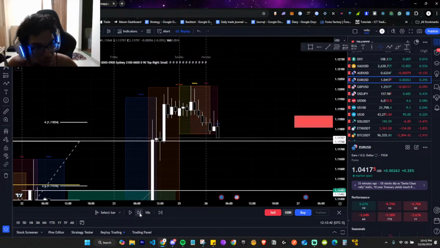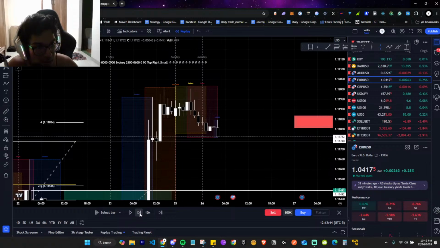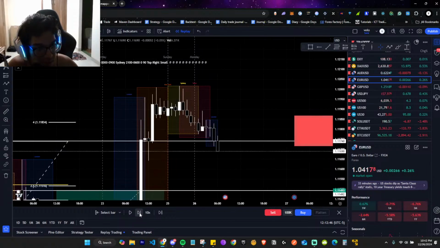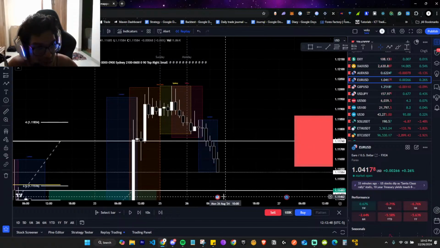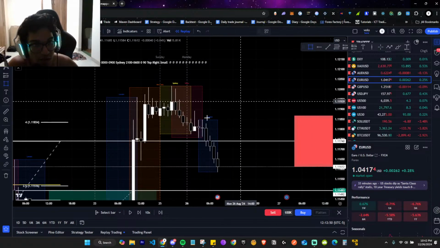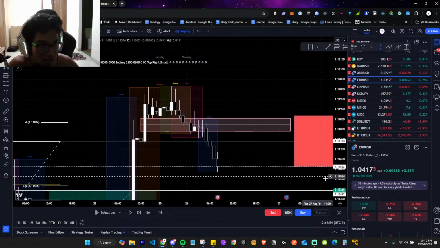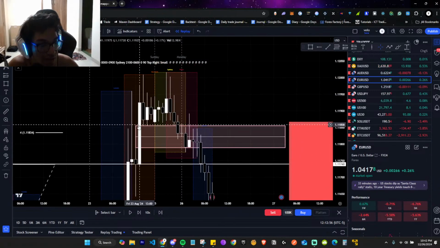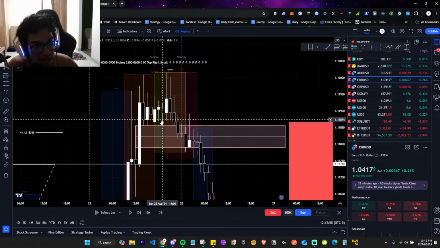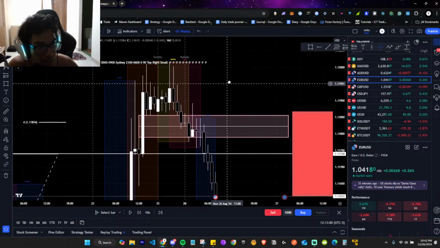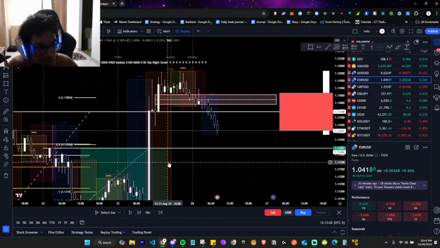Okay, it does not seem like price is still consolidating. Price is now on a downtrend, so we've gotten an invalidation right here, but this does not mean it's a market structure shift, it just means that it's an invalidation. For example, right here we have a retracement away, and it seems like it's retracing away.